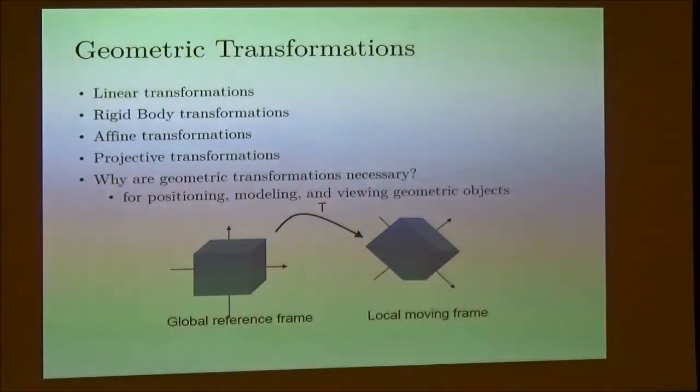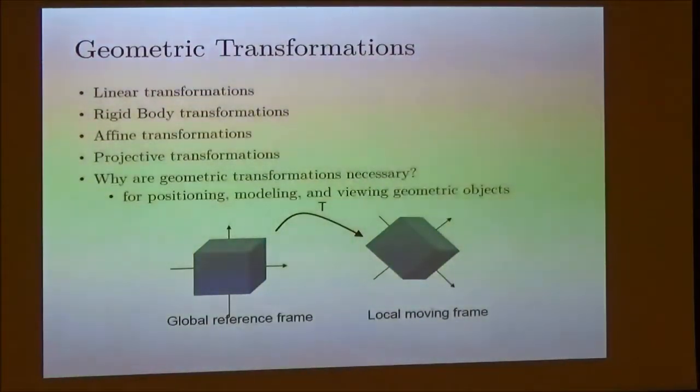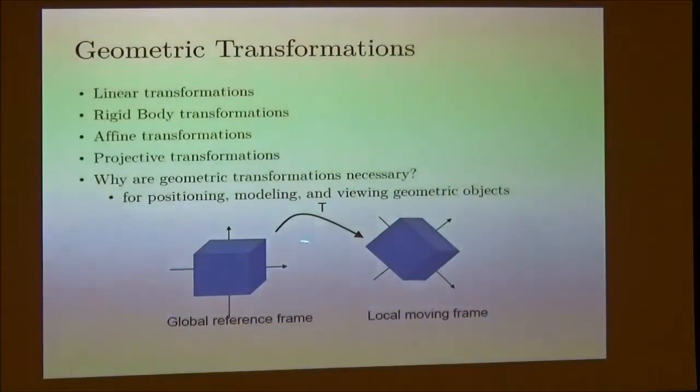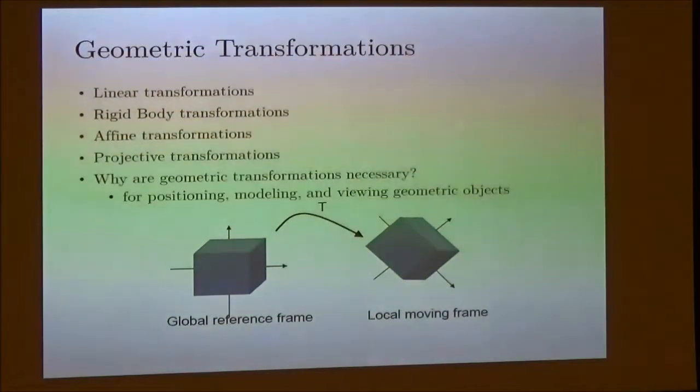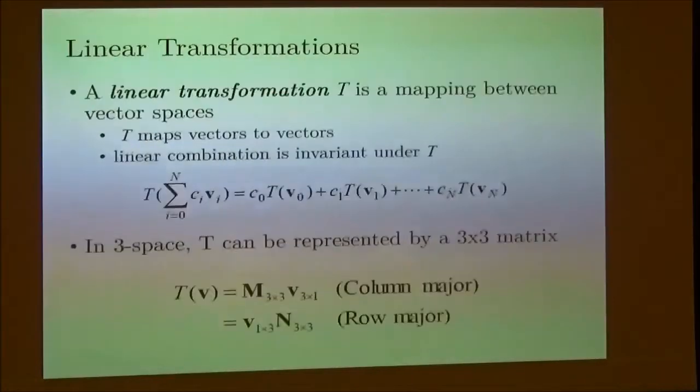So first question is, well, why is transformation important? Because we want to do positioning in kinematics, we need to do that a lot. We need to do the modeling as well as for being on the geometric objects. So typically a transformation will be defined as movement of an object that will be attached to a local moving frame. Initially this is positioned at the same place where the global frame is, and then under the transformation T, you can move it to a new location.